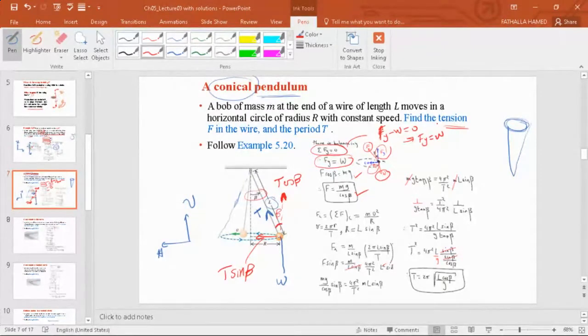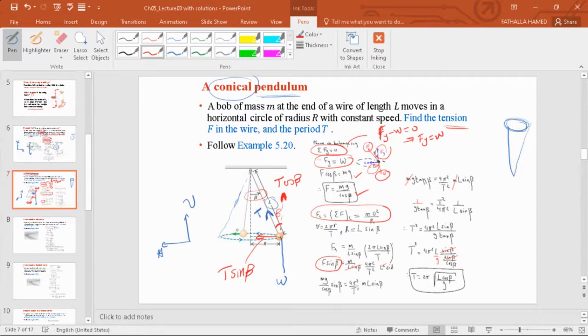Then they ask us about the period. Now we look at the horizontal circle. And we know that the net force is acting toward the center of that horizontal circle, and it should equal mv squared over r. So what are the forces that are acting toward the center? Well, it will be the tension sine beta, which is F sine beta here. And F sine beta should equal mv squared over r.